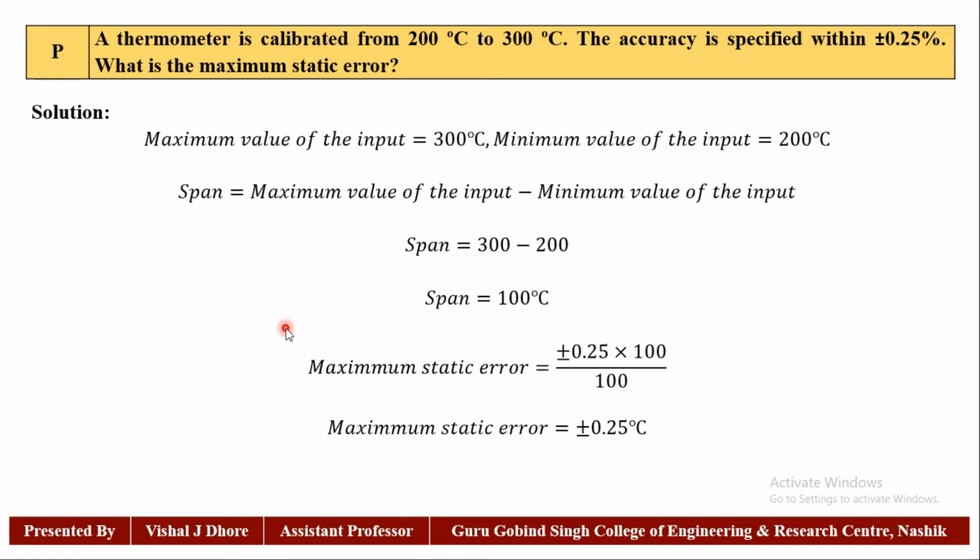Now we can calculate the maximum static error. The maximum static error is equal to the specified accuracy of plus minus 0.25% of the span, so plus minus 0.25% into 100. Because this value is in a percentage, we have to convert it by multiplying by 100 and dividing by 100. So we get the maximum static error as plus minus 0.25 degree Celsius.